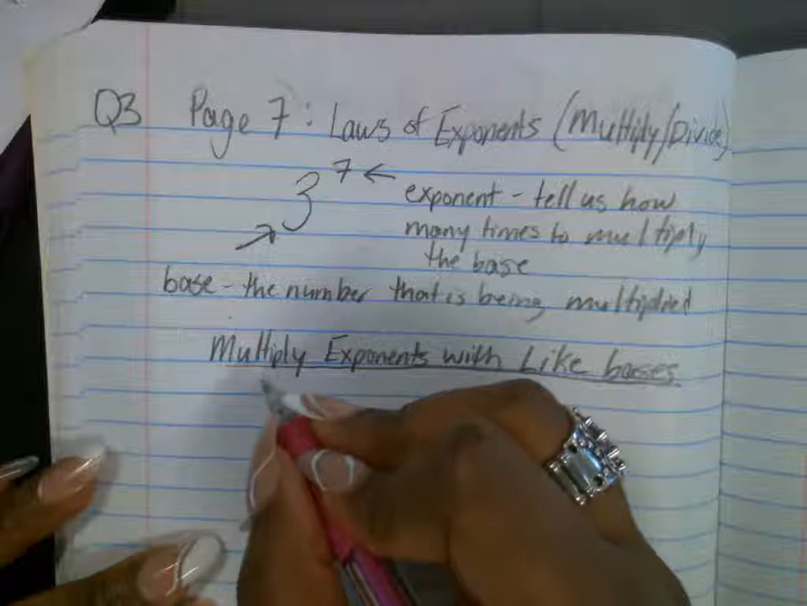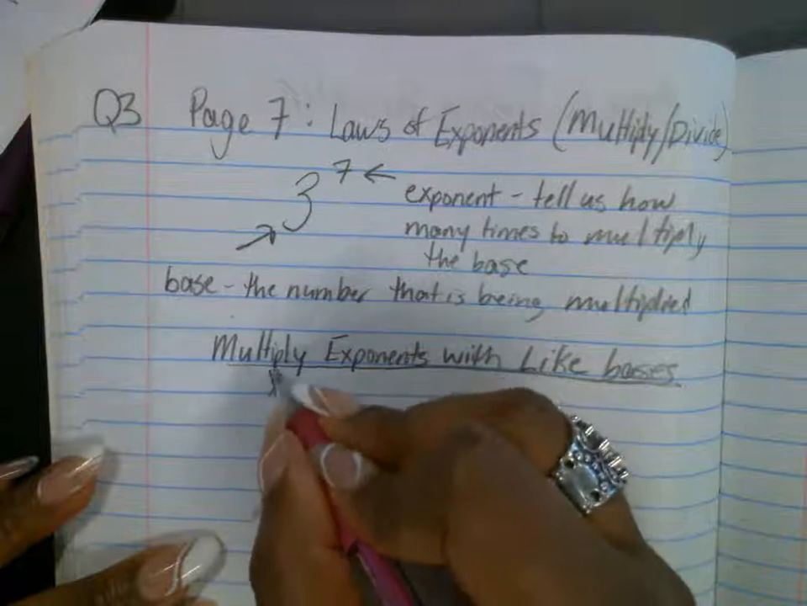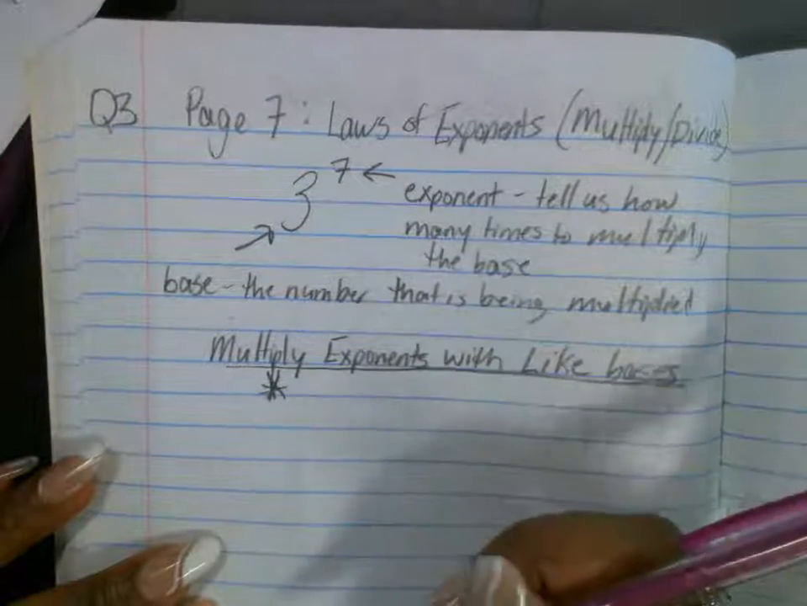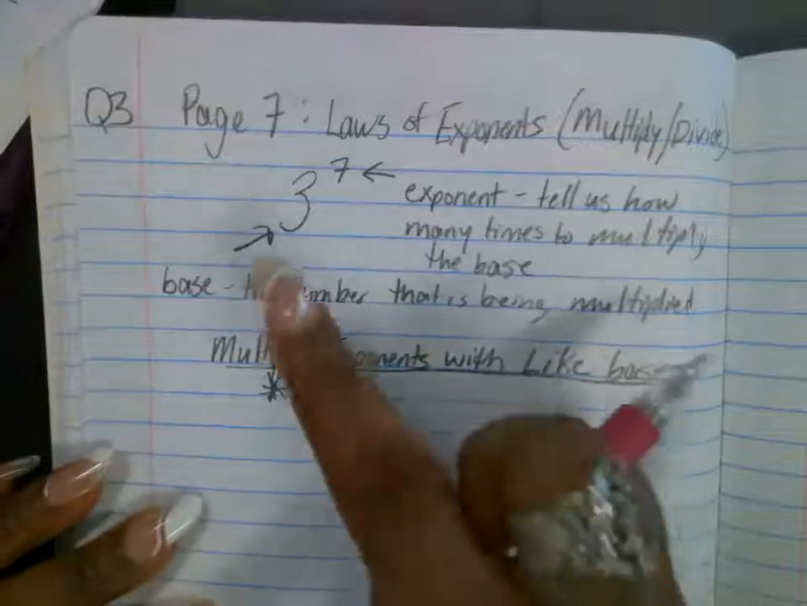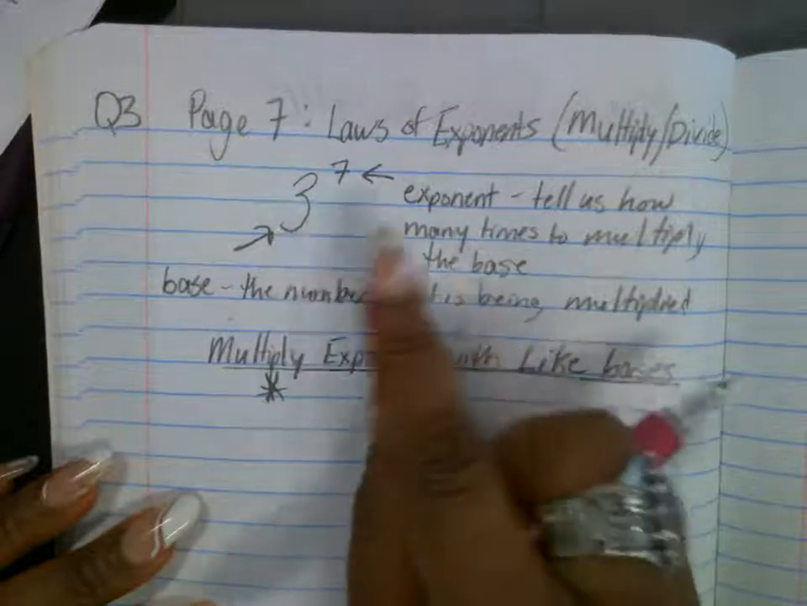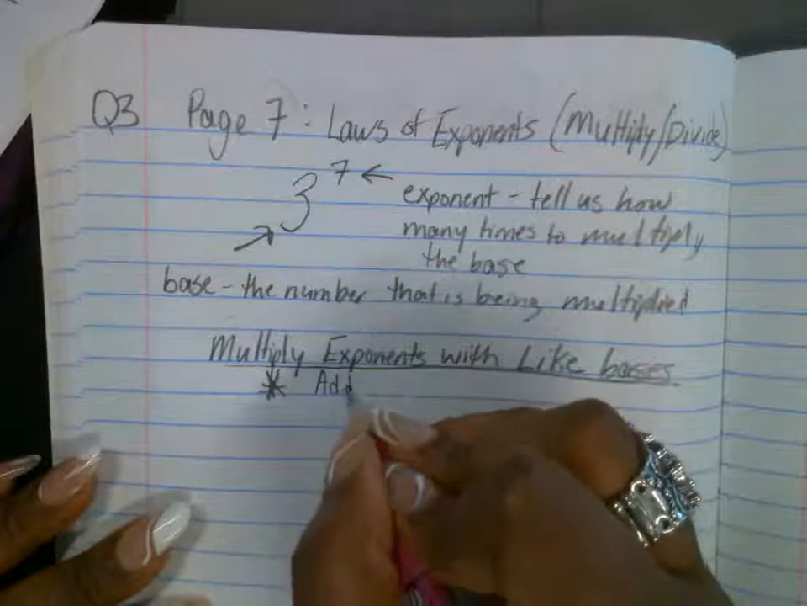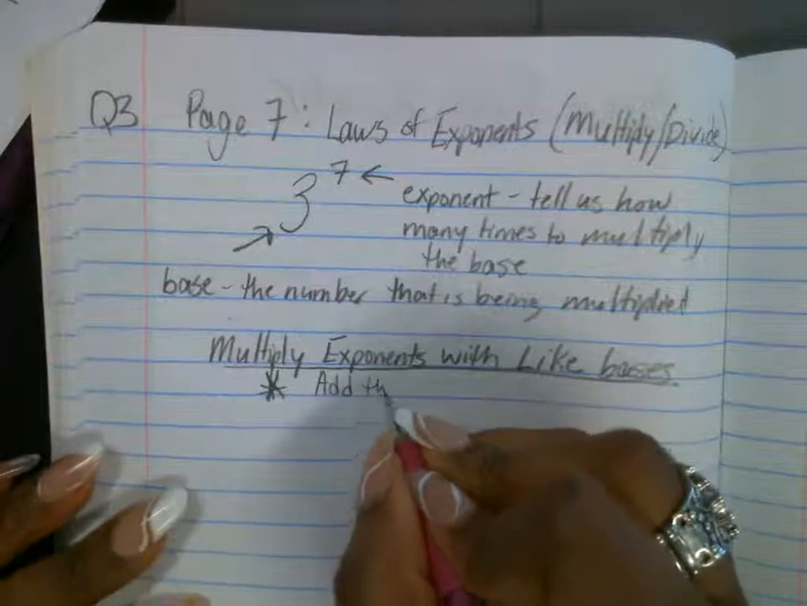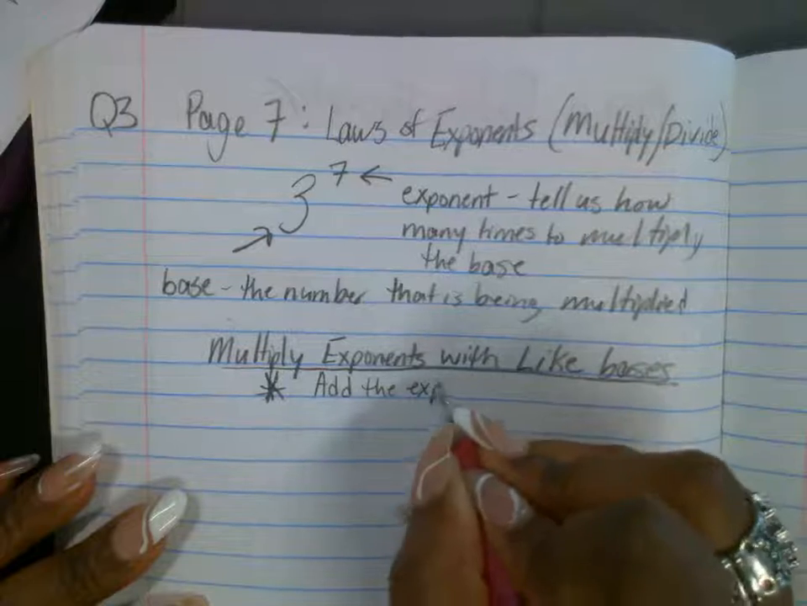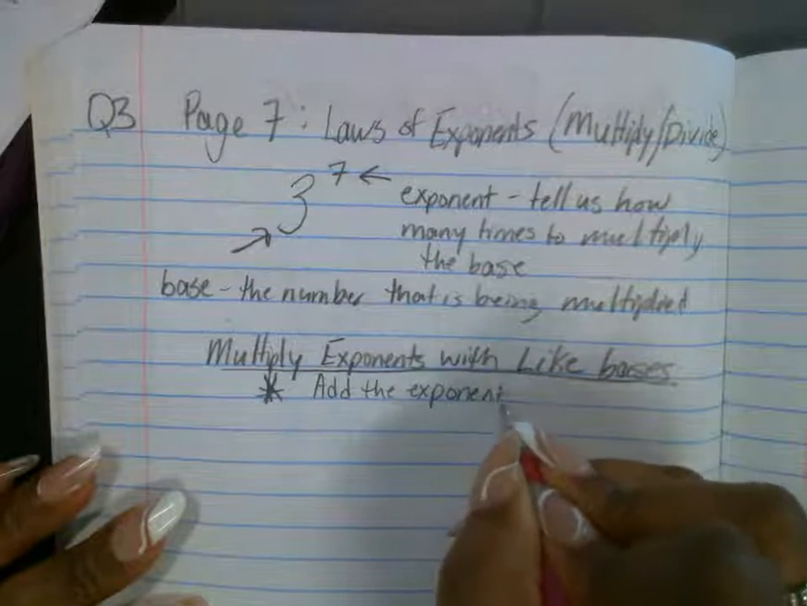All right, when you multiply exponents with like bases, super important, this is what you do. That means these bases are alike. The bases are alike. You're going to add the exponents, and the base stays the same.